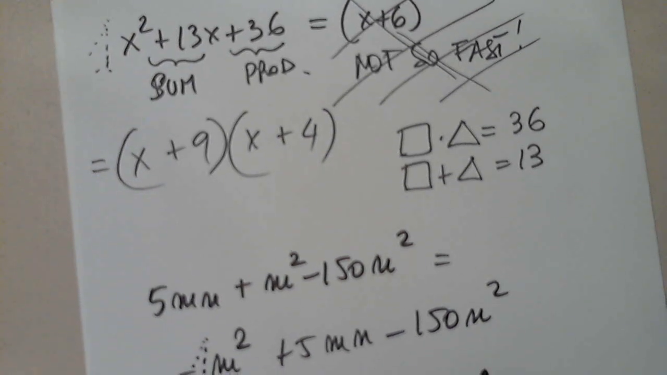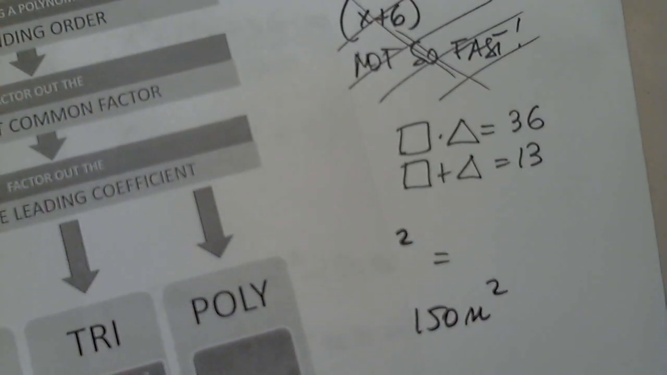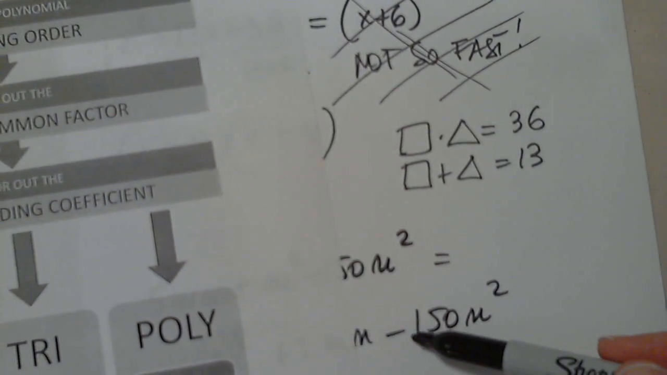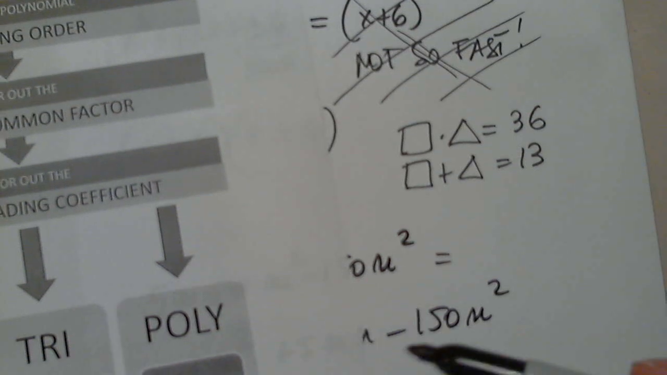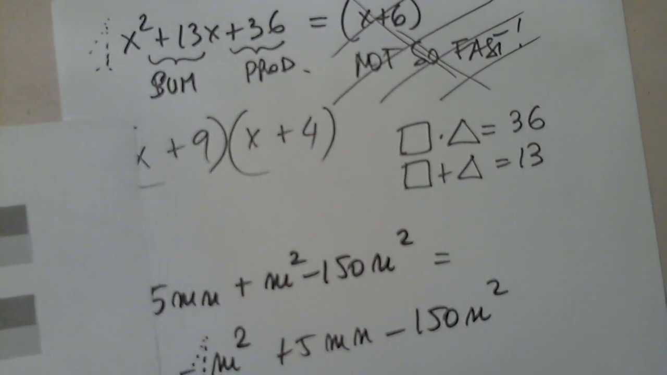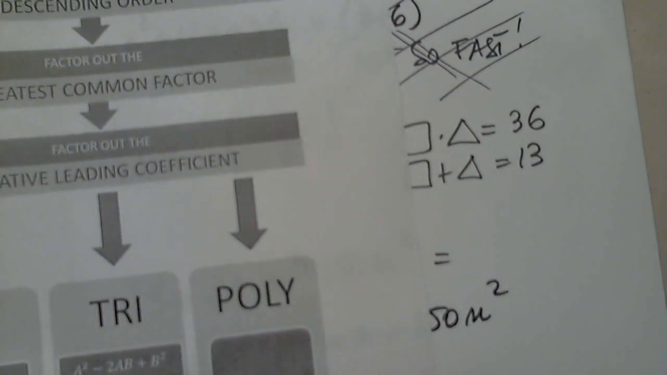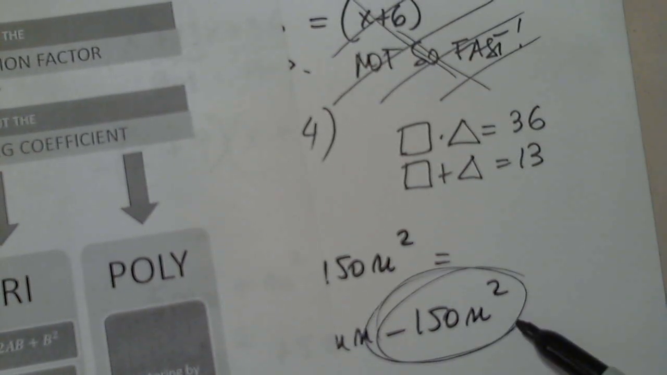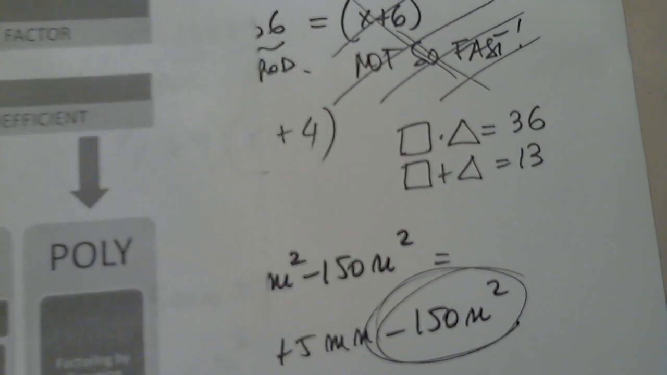This is not a special product, because a special product in binomials has to have positive on the last term. It doesn't. It has negative. So it cannot be a special product. So quickly, descending order, yes. Greatest common factor, no. Negative leading coefficient, no. Special product, no, because the last term is negative. 1 is the leading coefficient?